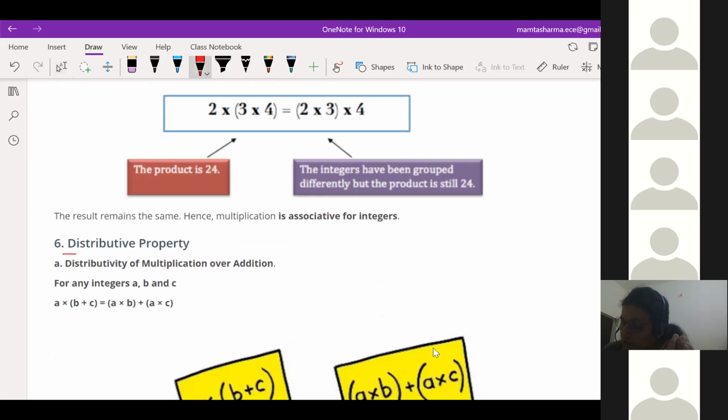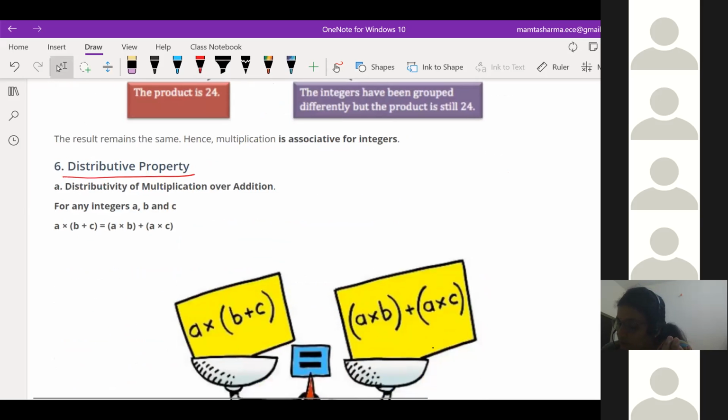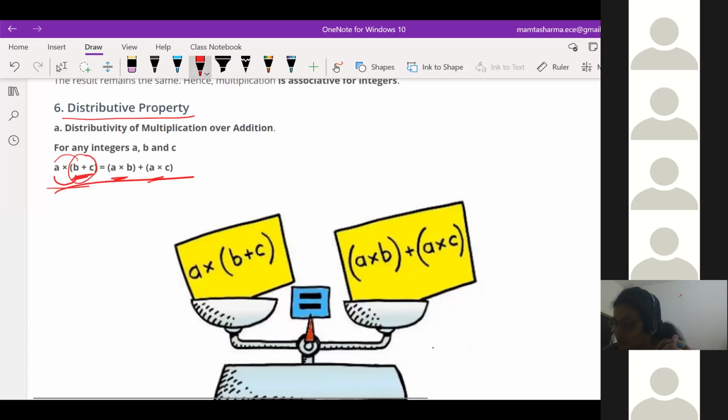The distributive property. Ma'am, it is in the way like A into B plus C is equals to A into B plus A into C. Yeah, you can distribute this A to this B and C. Either you can perform B plus C first and then multiply it with A, or you separately multiply and then add both the results. The result would be the same. Like this.